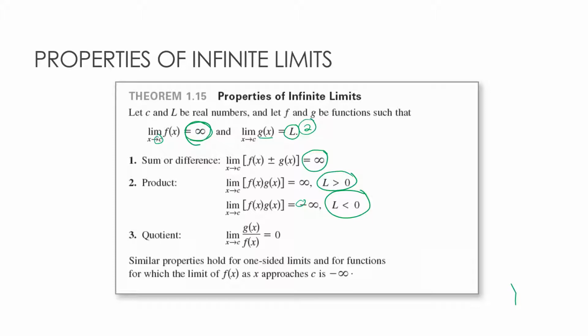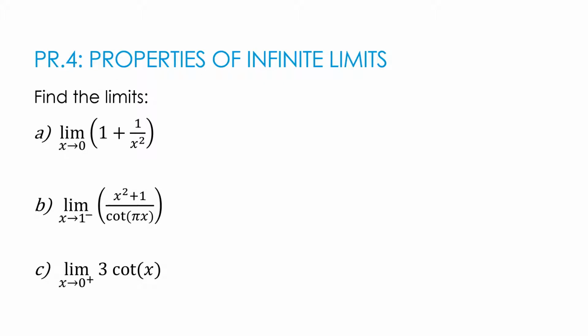And again, a quotient of some number, it doesn't matter what the number is, divided by infinity would be 0, because as I divide by a very, very large number, I'm going to get closer and closer to 0. Okay, let's look at these last 3 questions together. Use those properties of infinite limits, use your brain, use your calculators. Press pause, do all 3, then press play to see how you did.